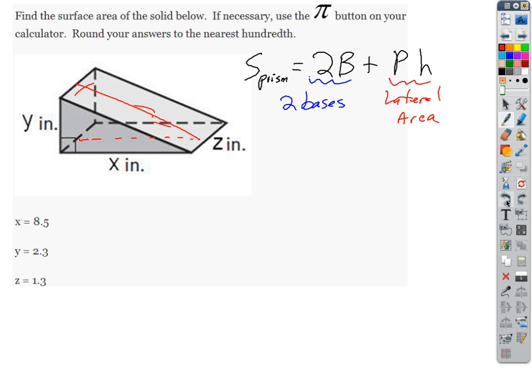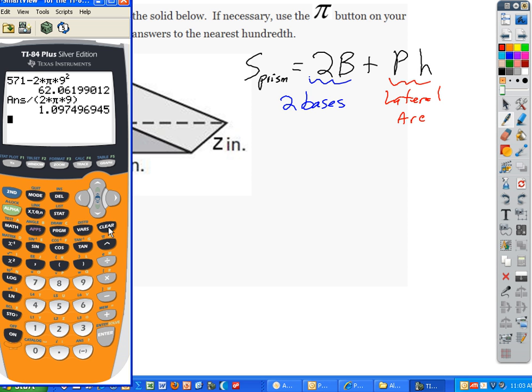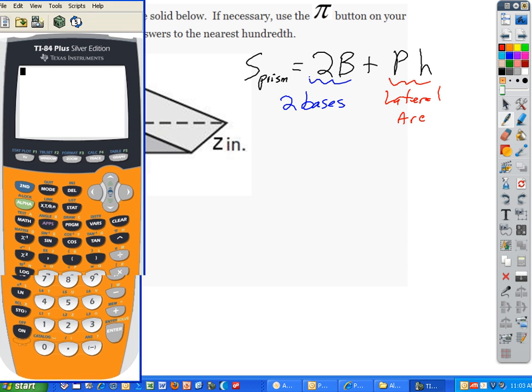Okay, so let's calculate the base area first. And I'm going to pull up a calculator. We'll just do this stuff. We've got access to those graphing calculators. Don't you agree those things make it a lot easier? If you didn't have one to begin with, using one of those I think is very helpful.